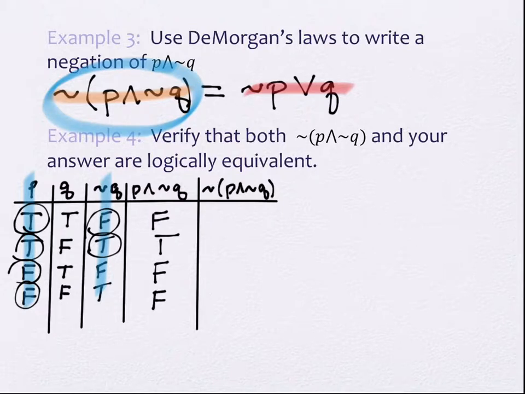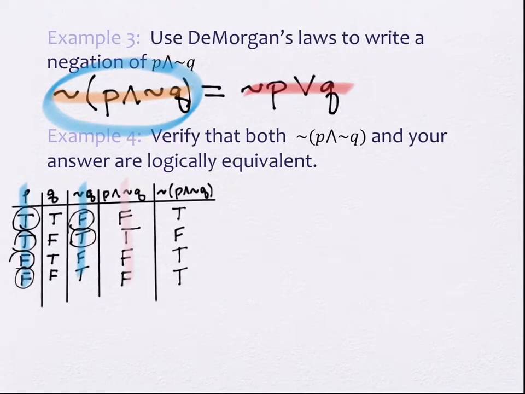The last column says I need to negate the column that I just created. So it's just like the negation we did earlier. Falses become true, and trues become false. So the final column in this truth table is true, false, true, true. Okay, and we're going to compare that to another one over here in a minute. I'm just going to shrink this down so I have more space.